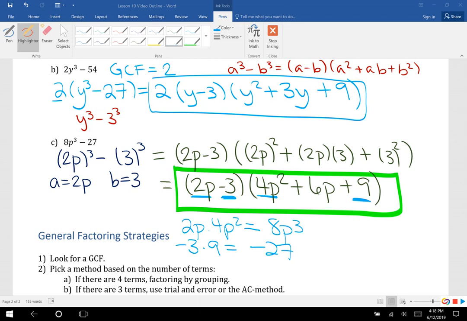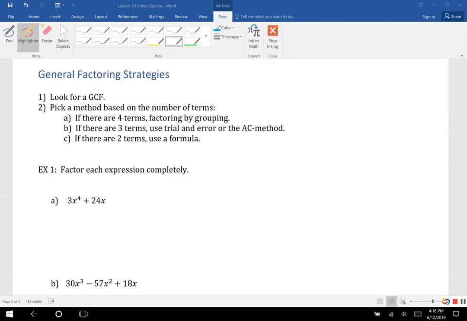So now that we've talked about all of our different factoring methods, let's just do a quick review and talk about some general strategies for when you're taking an exam and your factoring problems are all mixed together. So the very first thing you want to do in any factoring problem is look for that greatest common factor. That should always be step 1. Is there a greatest common factor? And then you can pick the method based on the number of terms.